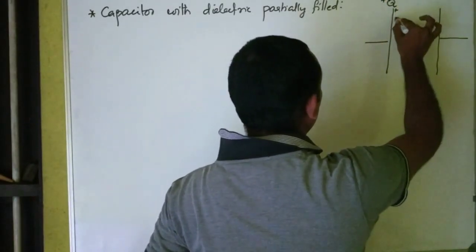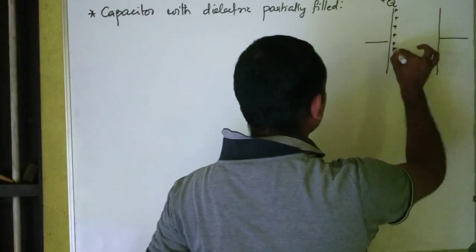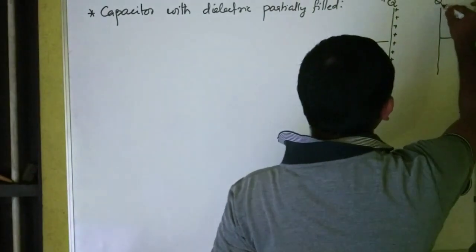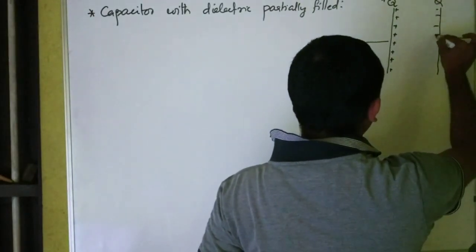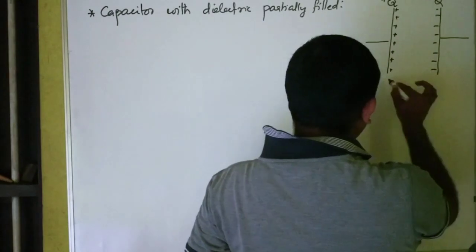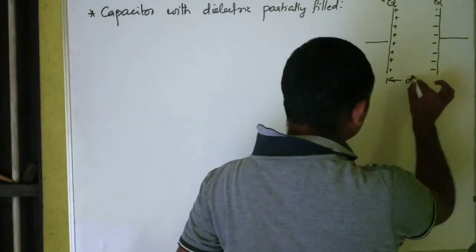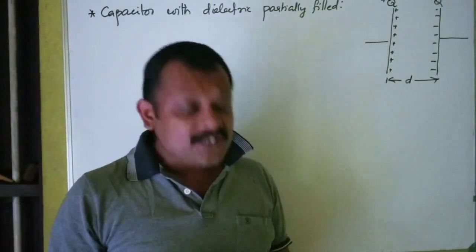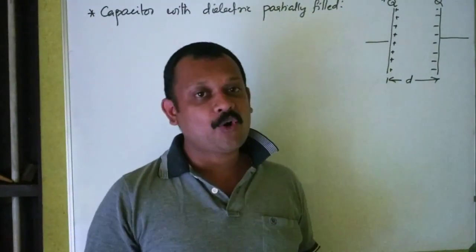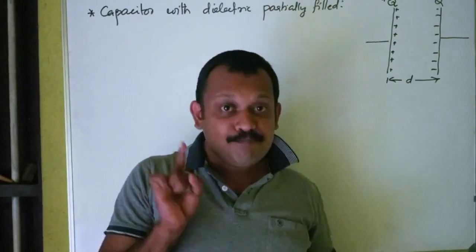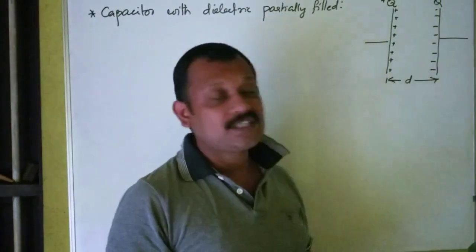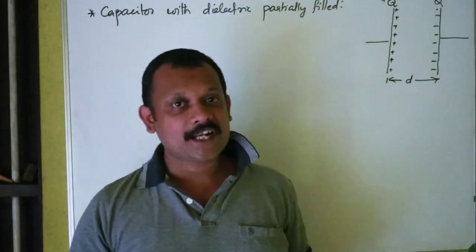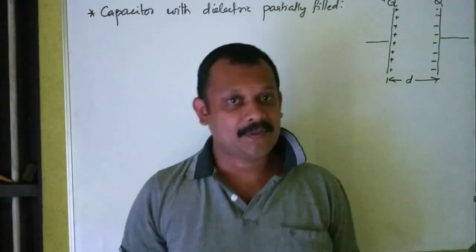Please consider the two plates of a charged capacitor such that the charge on this plate is plus Q, which will be distributed inside, and the charge on the other plate is minus Q here. Let the separation between the two plates of the capacitor be D. My first question is, what is the electrostatic field between the plates of this capacitor?